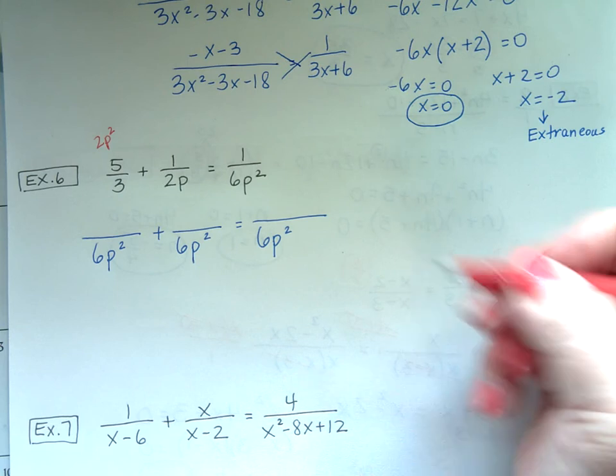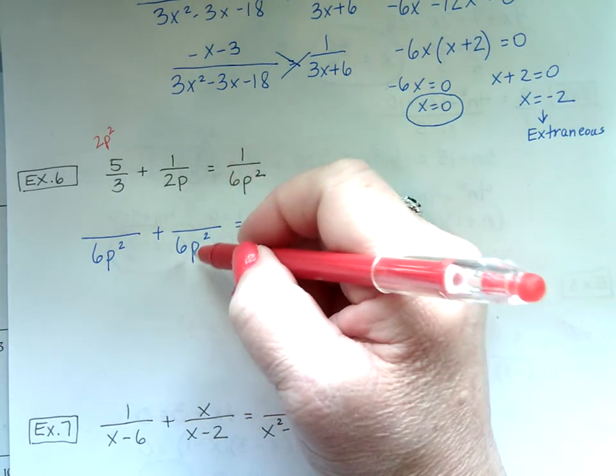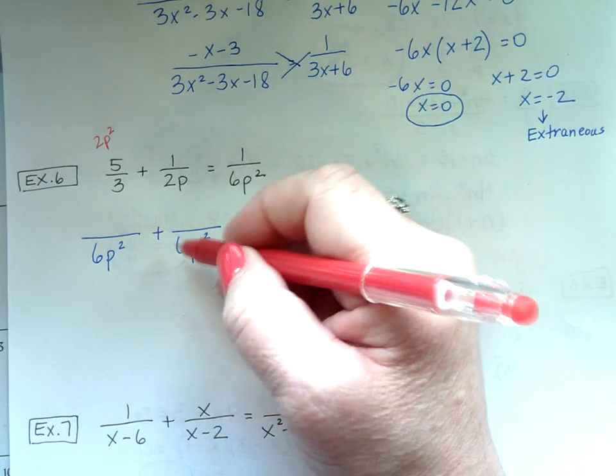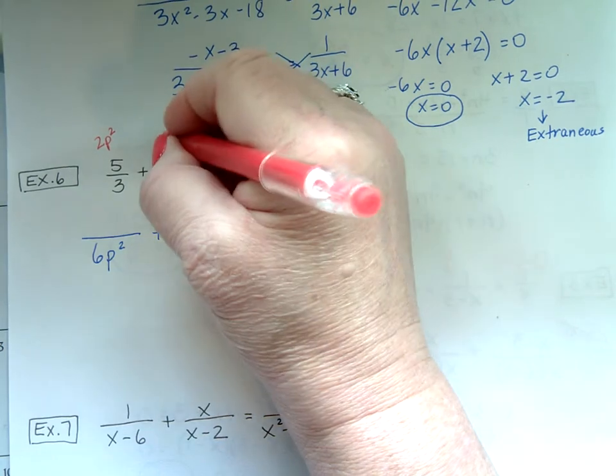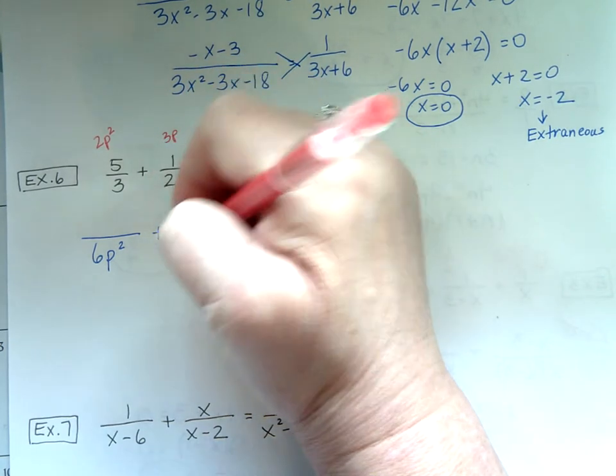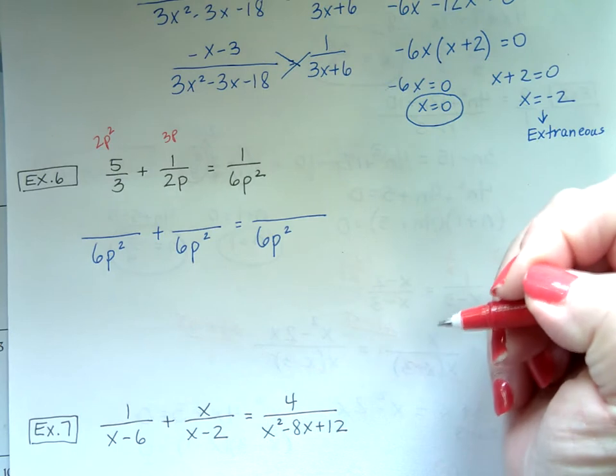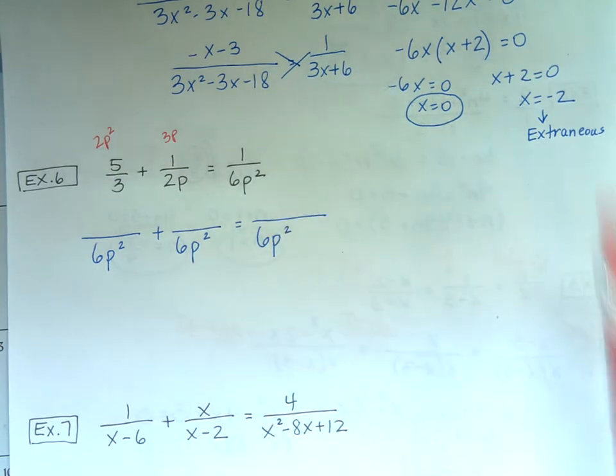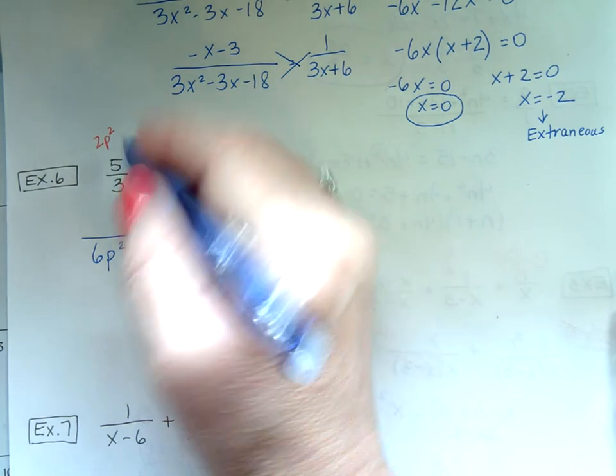If I have a 2p and I want to change it into a 6p squared, I need to multiply it by 3p. 2 times 3 is 6, p times p is p squared. And then the last one doesn't need anything because it already is a 6p squared. So let's see. 2p squared times 5, that makes this a 10p squared.